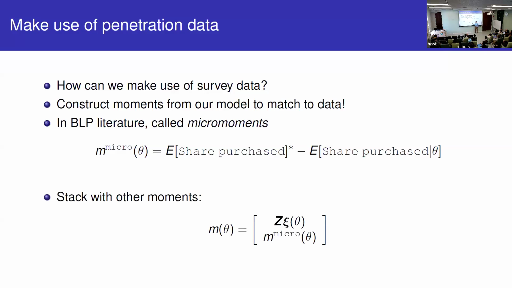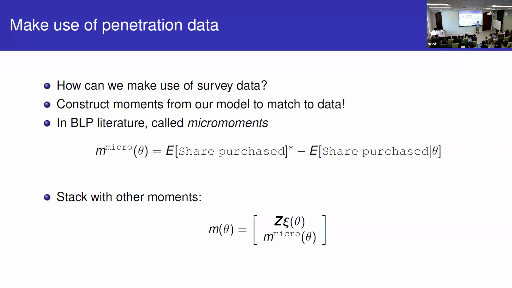And then I'll just stack it. If you remember before, my moments were just Z prime XC. Now I'm going to stack this extra micro moment here. When I guess my theta, I'll go through the whole algorithm I described, and then afterwards, I'll compute this moment from my model, compare it to the data, and construct another moment, and stack it. And it's kind of like the best of both worlds. I'm getting all these market shares you get from aggregate data at the product level, and I'm getting something about household behavior from the micro moment.